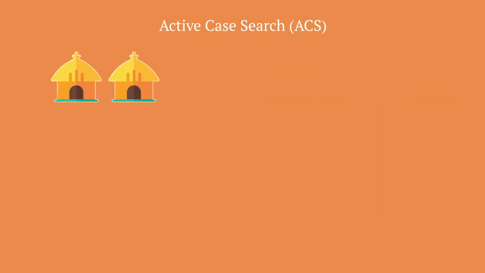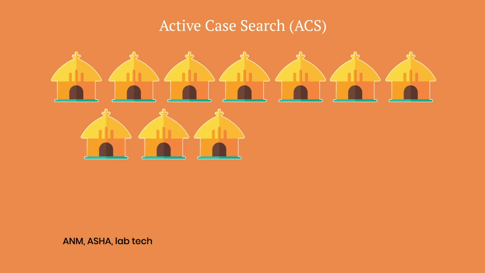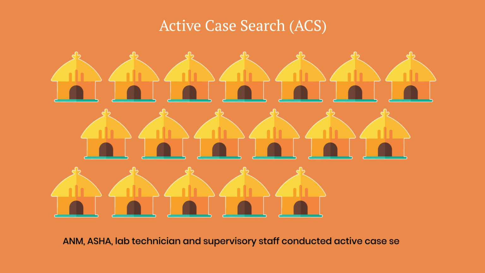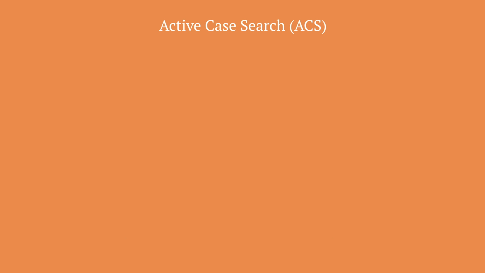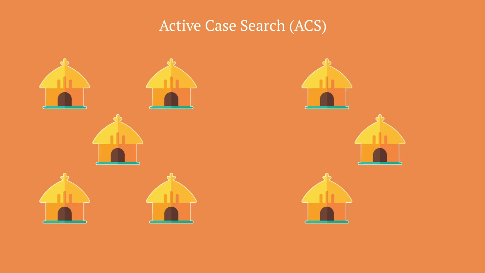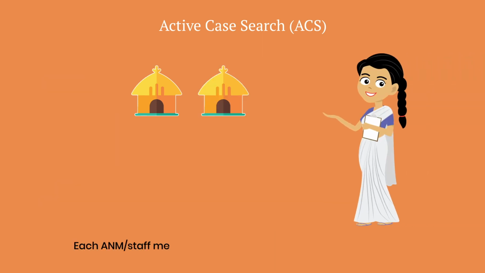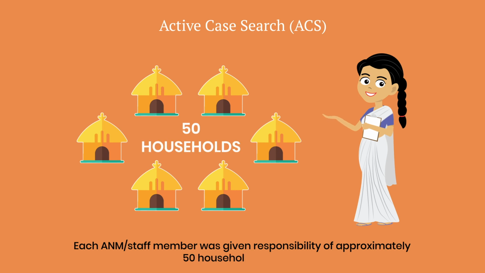Active case search. Through proper microplanning and training of ANMs, ASHAs, lab technician and supervisory staff, an active case search was conducted. The team visited all the 240 households of the Rampur village. Division of houses amongst the team members has been done using polio microplan. Each ANM or staff member were given responsibility of approximately 50 households in a day.